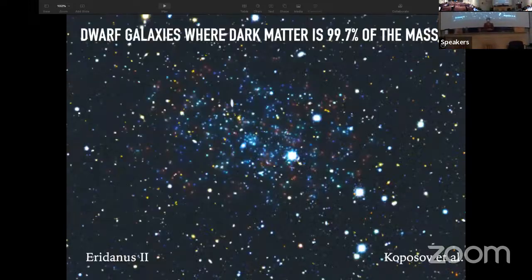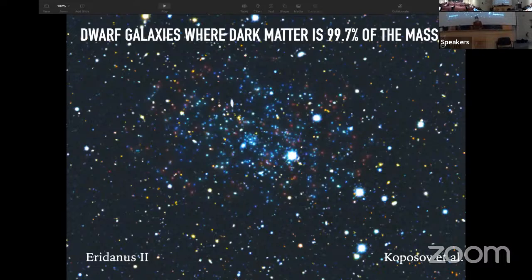In some cases, we see galaxies where the dark matter is actually the vast, vast majority of the mass of the entire galaxy. So this is a dwarf galaxy called Eridanus 2. It's the sort of thing where you can barely tell there's even a galaxy here. It's so extremely faint. But dynamically you can measure how fast the stars are going, and you can figure out how much mass there is in this system. And you can see that there's actually a lot of mass there. It's just that you can't really see it.